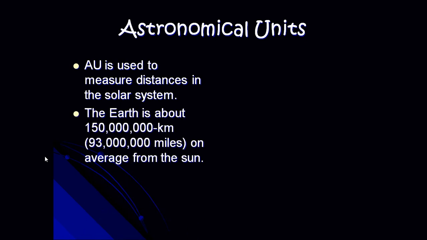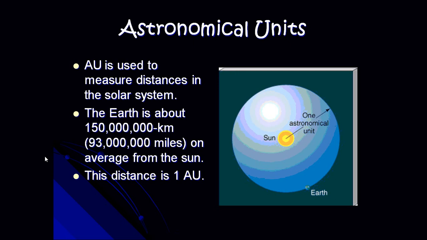The Earth is about 150 million kilometers or 93 million miles on average from the sun. That distance is 1 AU, or 1 astronomical unit.